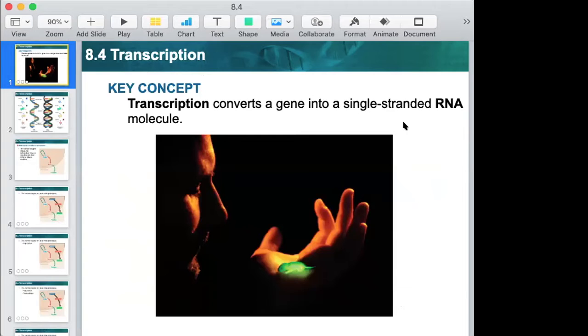And that's really, when we talk about gene expression, that's what we mean. Genes making proteins. That's how we get our traits. Various proteins give you the traits that you see.